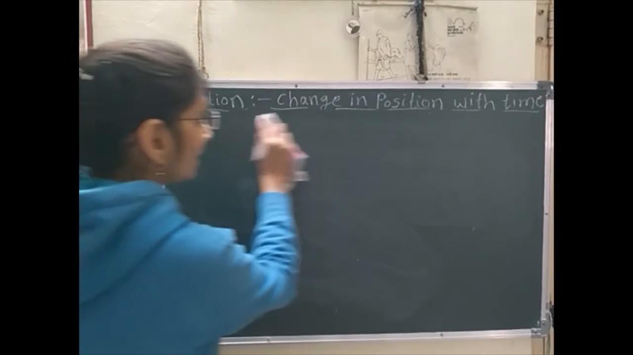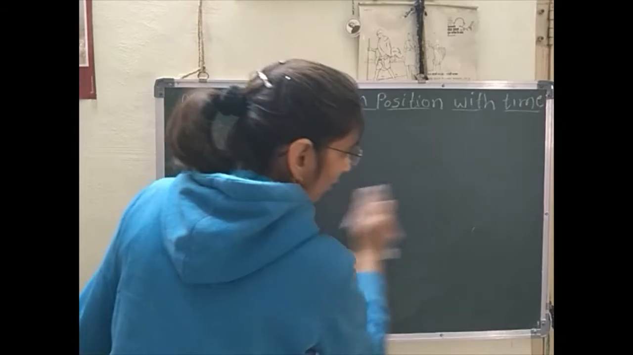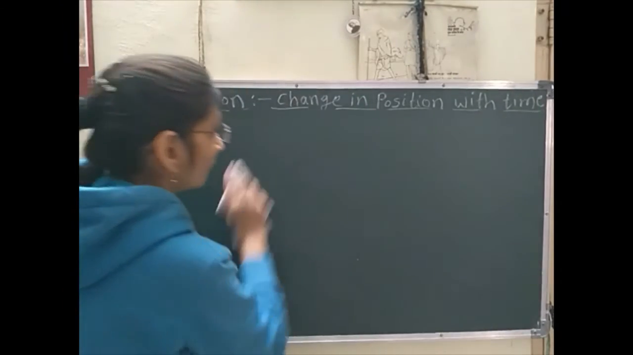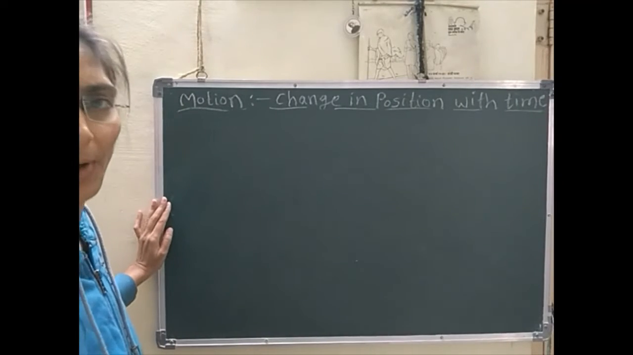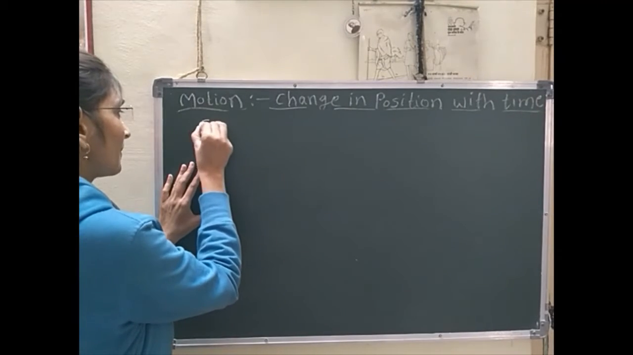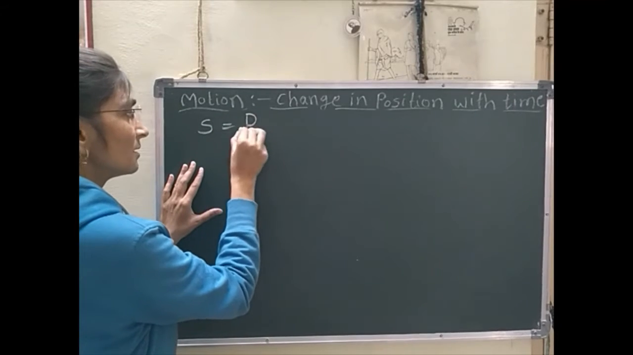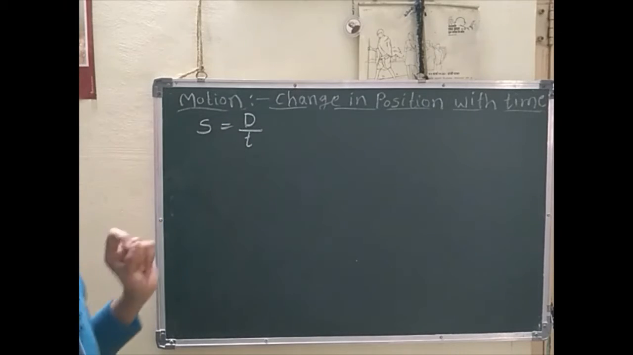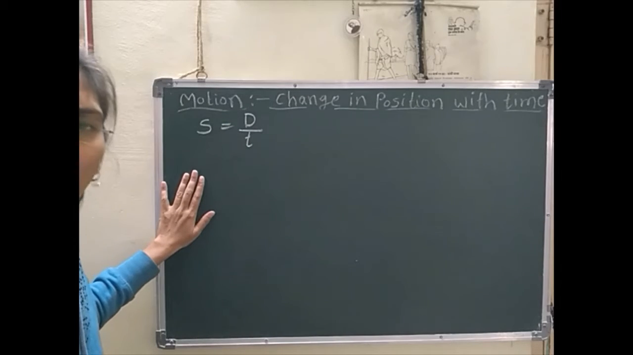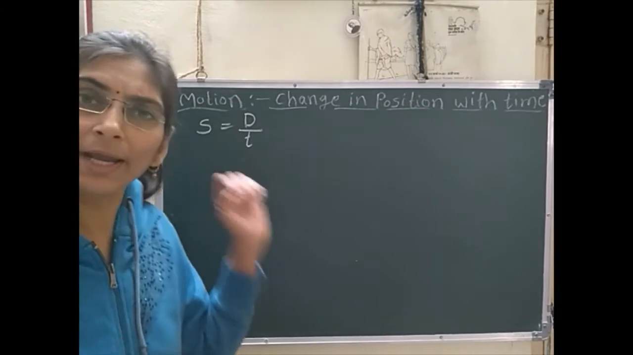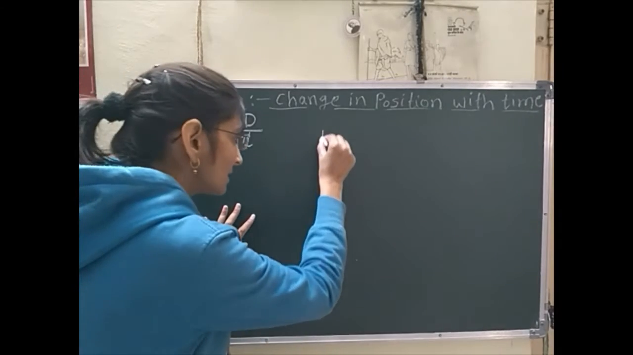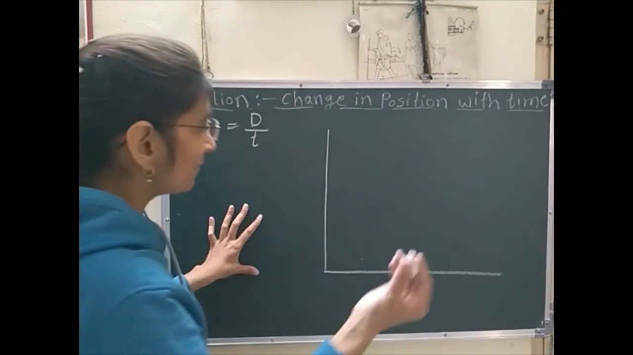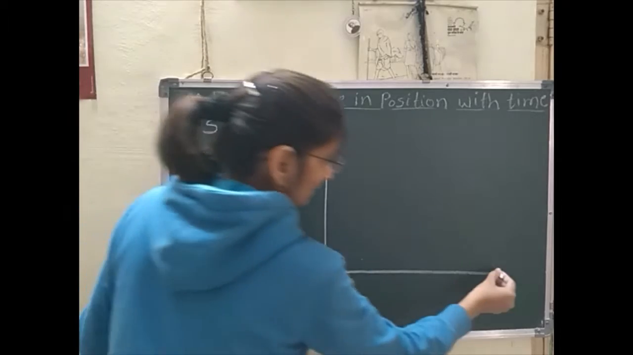Again, the next point we will see is the graph. So we will learn how the graph is plotted for speed. We know that speed is nothing but distance in relative time. So if we have to plot a graph for the speed of any object, we have to plot distance versus time. Suppose this is the y-axis, this is the x-axis.